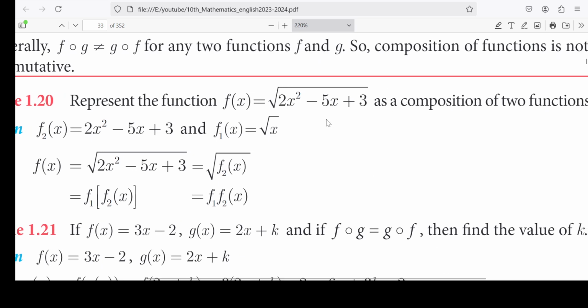Actually, what is the concept of composition? Combining two functions together is nothing but composition of functions. Here the composition is given. We need to find out those two functions. But in the previous example, two functions were given. We have to find out the composition. Direct opposite of the previous problem.